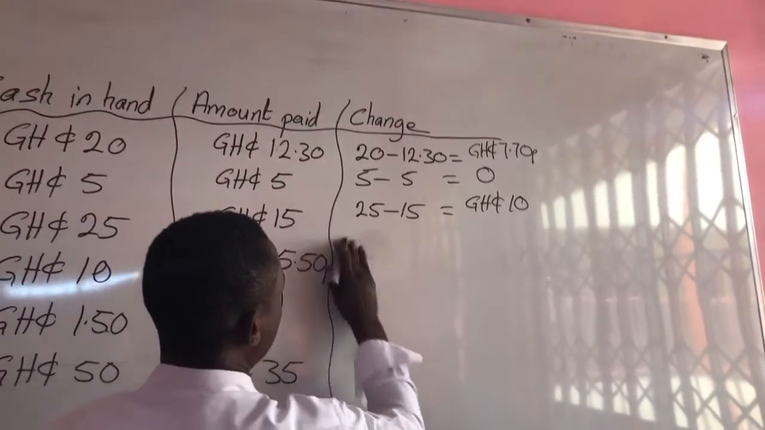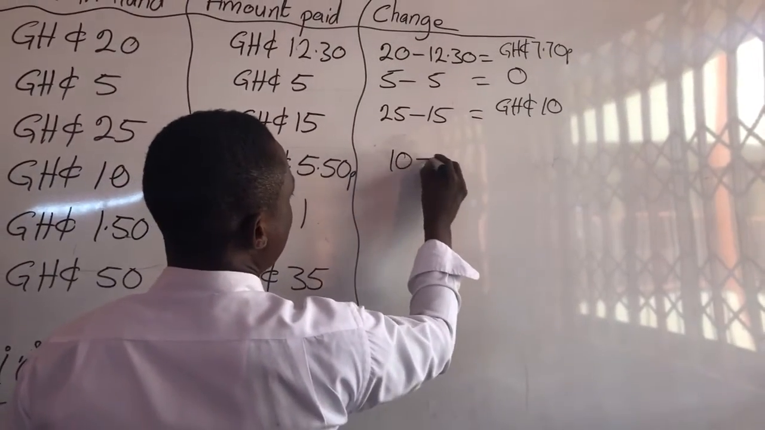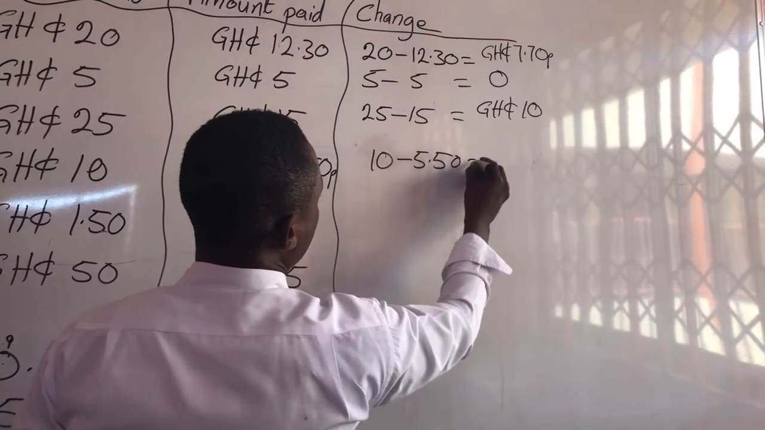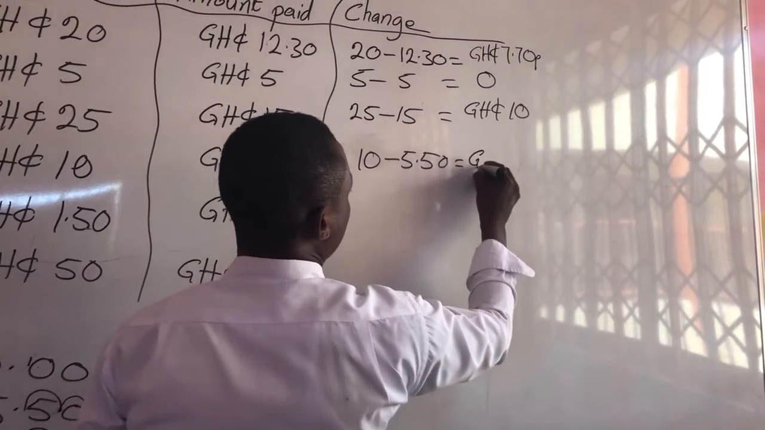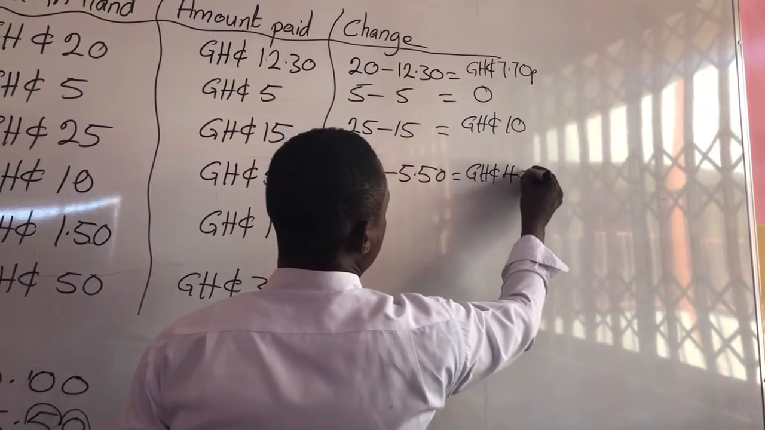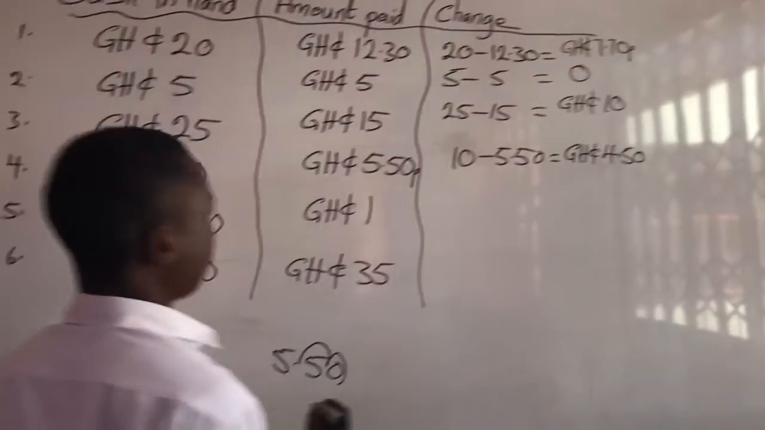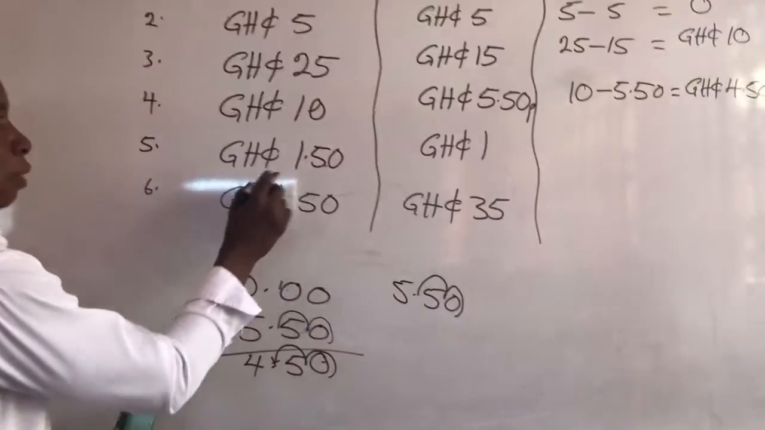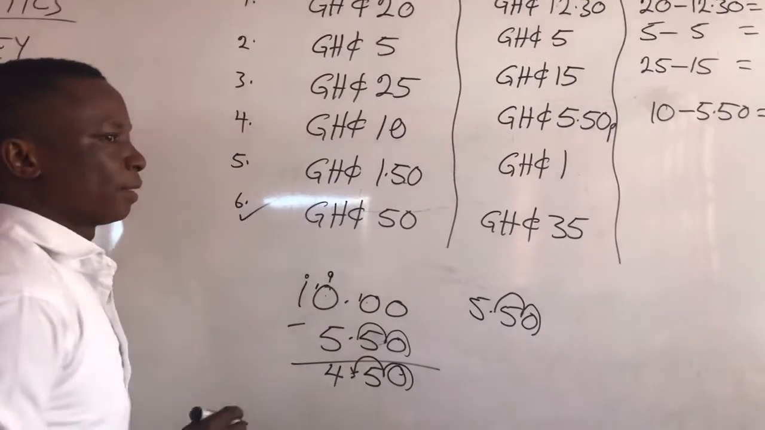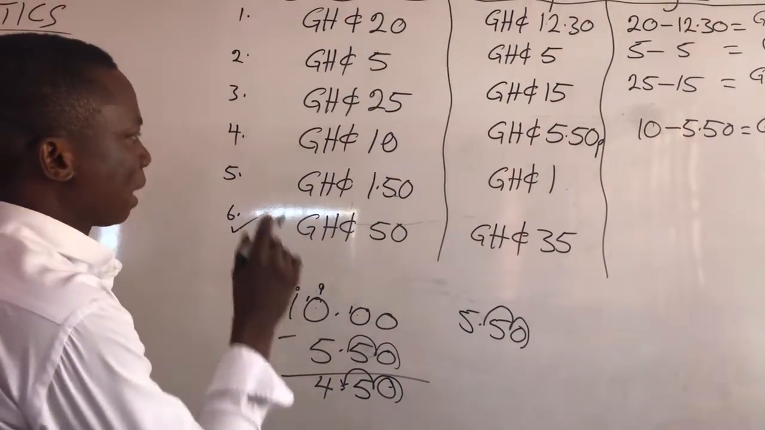Then 10 cedis minus 5.50 will be equal to Ghana cedis 4.50. Take note of this. I will be giving you the last one to try, number 6. I will give you number 6 to try.